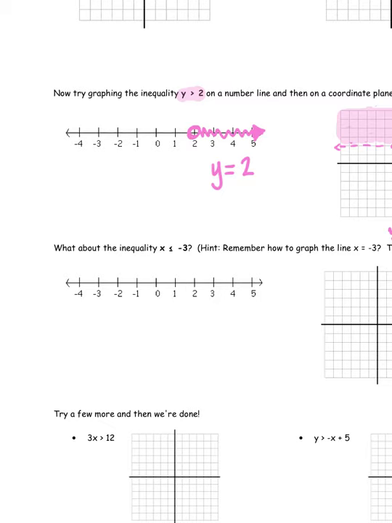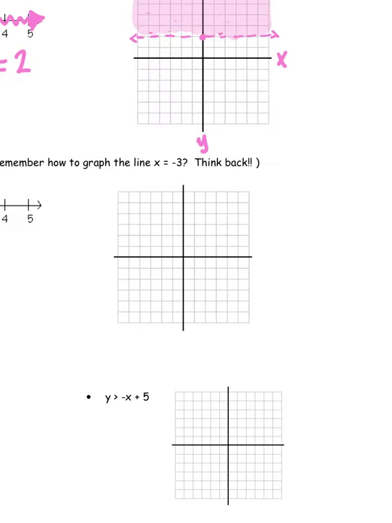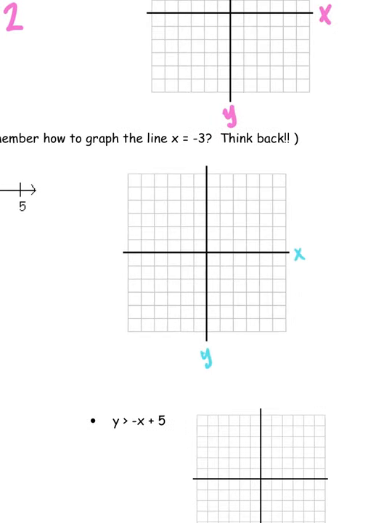So then when we look at the next one, x is less than or equal to -3. So there's our inequality. X is less than or equal to -3. Our circle goes at -3. It's filled in, and our line goes to the left. Okay, so now let's look at what that would look like on a graph. So we have our x, here's y, here's x, and it's -3. So my point is going to be here.